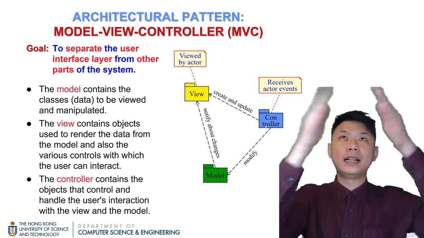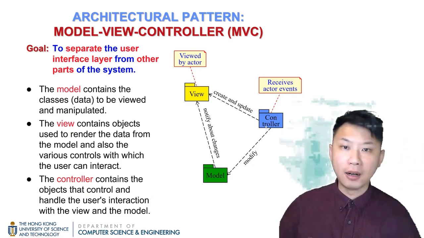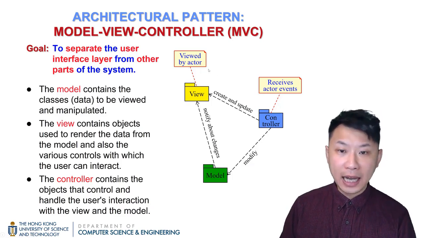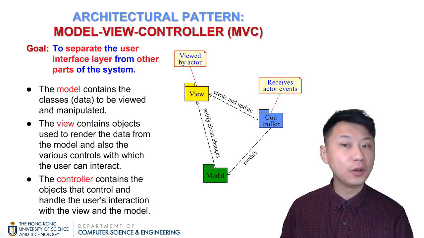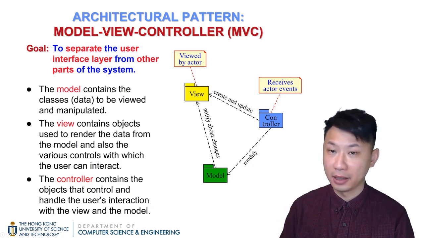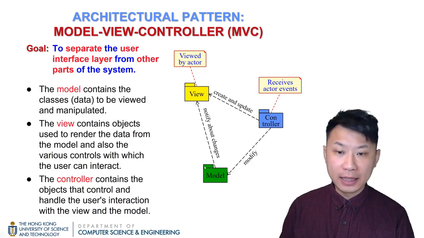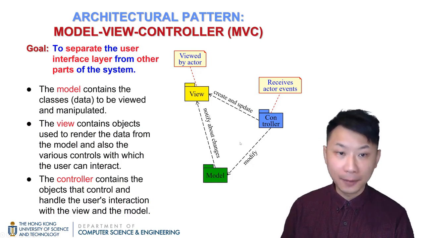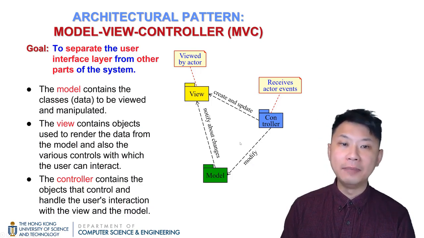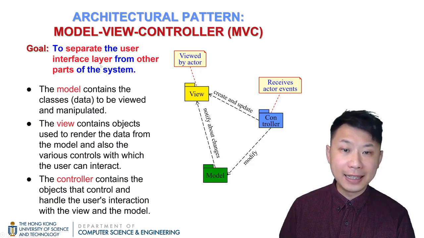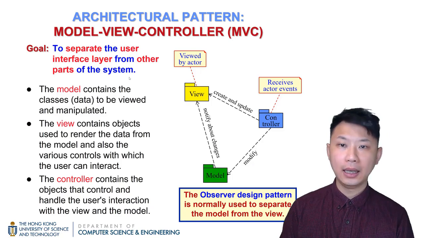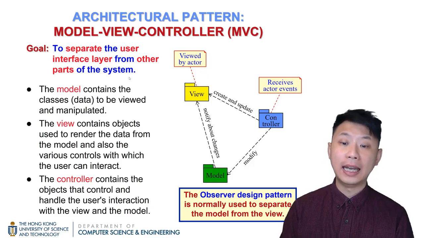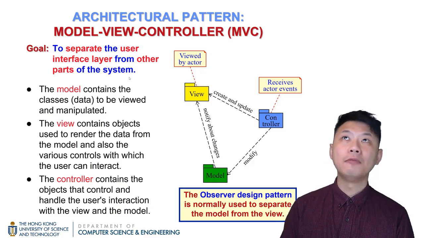And now we split the large software system into these three types of subsystems. Just because, for example, if you want to modify the UI, then we simply have to modify the view subsystems. We don't have to touch the other two subsystems. Or if we want to modify data, then we simply have to modify the model subsystem without touching the other two subsystems, etc., etc. And this is the good thing about the MVC model. We try to separate the user interface layer from the other parts of the system. And we can use the observer design pattern to separate the model from the view. And we will cover the observer pattern in one of the upcoming lectures.